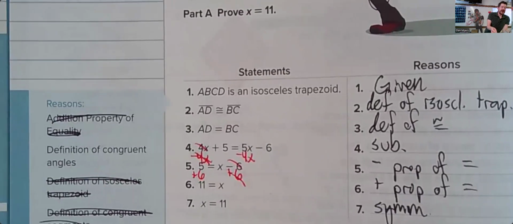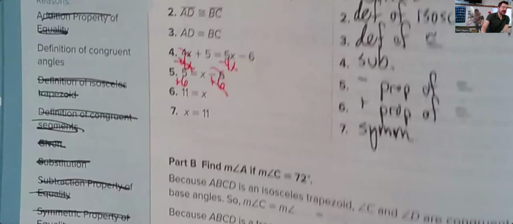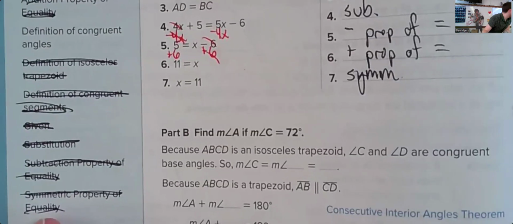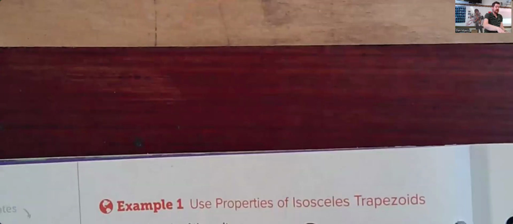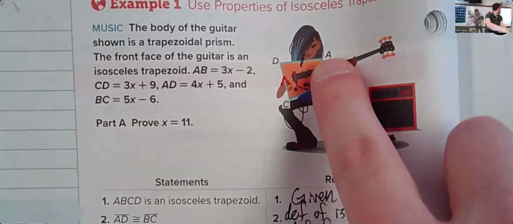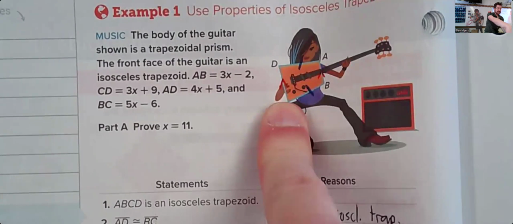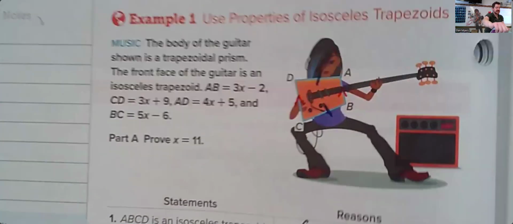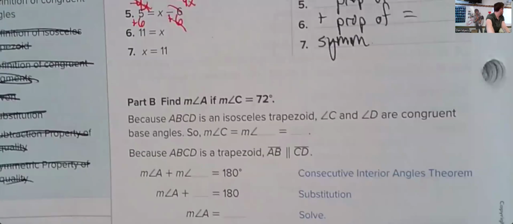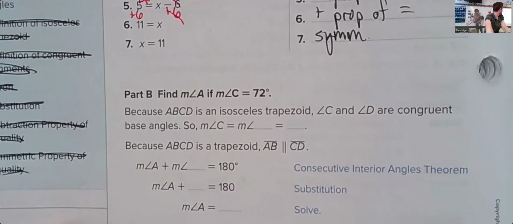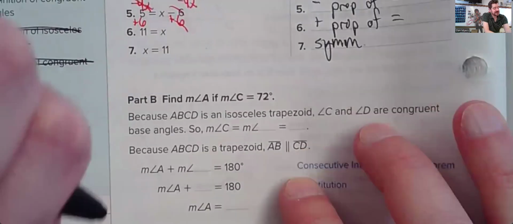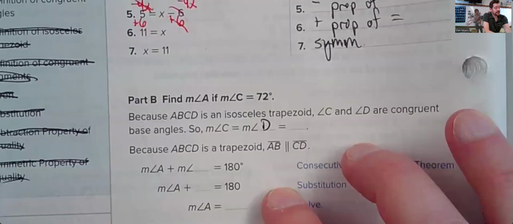So let's talk about some angles. Find the measure of angle A if the measure of angle C is 72 degrees. So here's A right up here. Here's C right down here. Find the measure of angle A if C is 72 degrees. So the reasoning here says because ABCD is an isosceles trapezoid, C and D are congruent base angles, which means that the measure of angle C is equal to the measure of angle D, which equals how many degrees? If C and D are congruent, how many degrees is angle D?